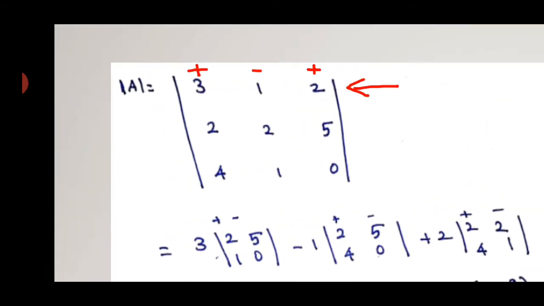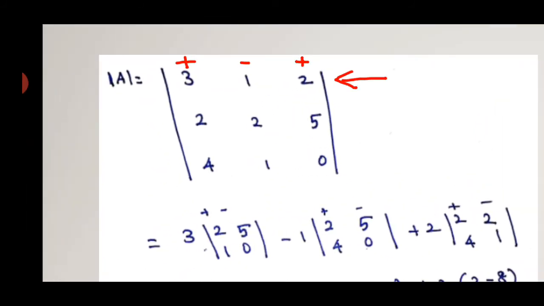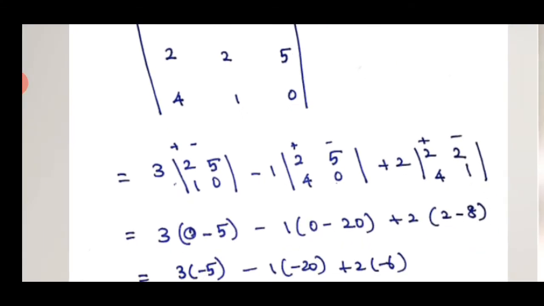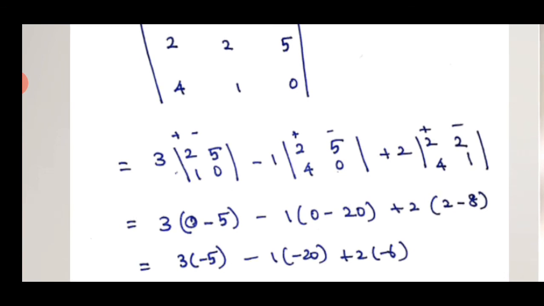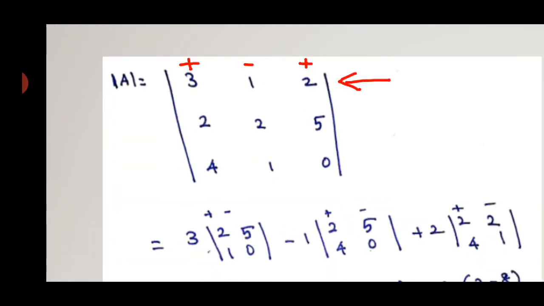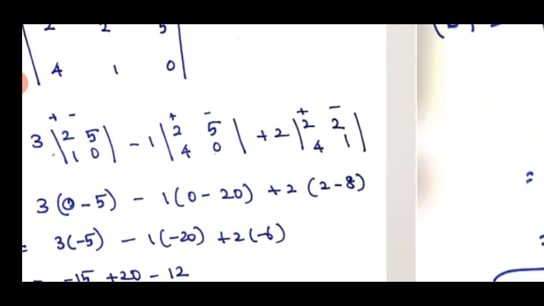Now see that the minus 1 is present in the first row and second column. So leave the first row and second column. So what are the remaining entries we can have? 2, 5, 4, 0, and that thing you have to put in a determinant and multiply with minus 1. Okay, now the last entry in the first row is 2. Now take the 2. The 2 is present in the first row and third column, so leave that first row and third column. What are the entries we'll be having? 2, 2, 4, 1. Put in a determinant and multiply with plus 2.